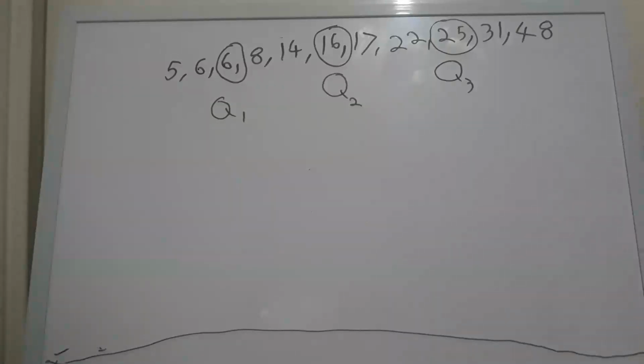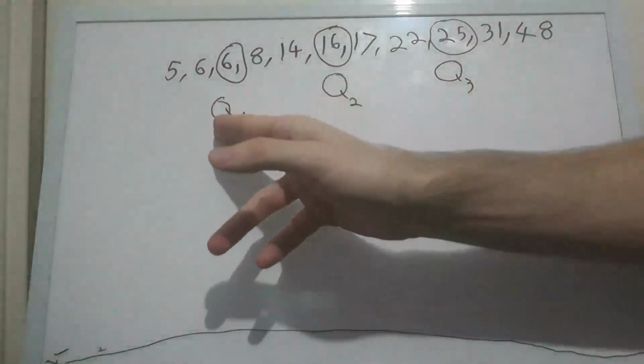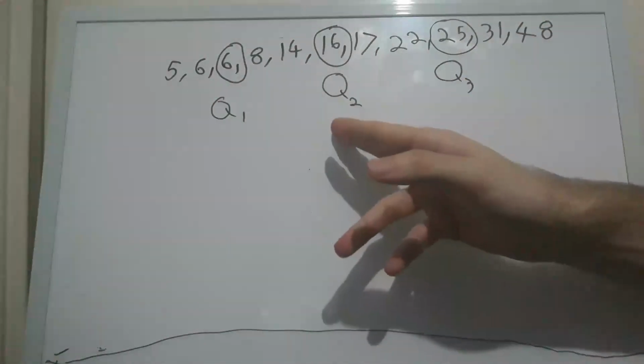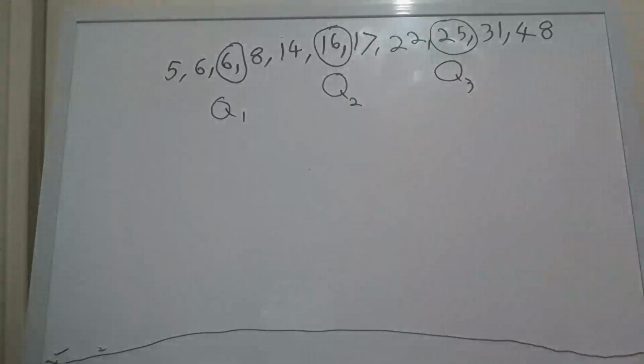Actually, should I do range first or interquartile range? No, I'll do the range first. Okay. So, your median, first quartile, third quartile. Your median is also your second quartile. Now let's talk about the range.